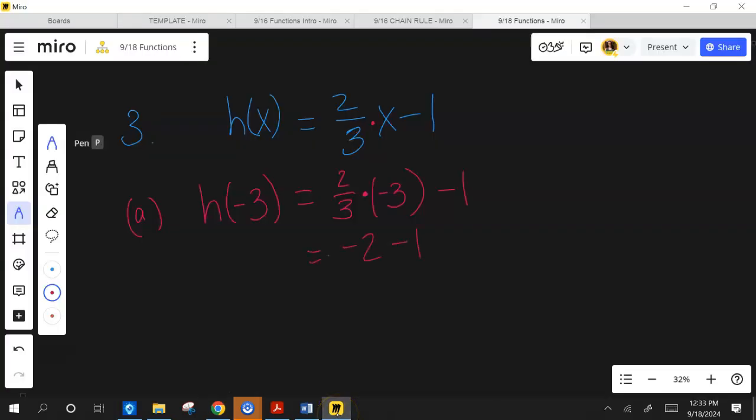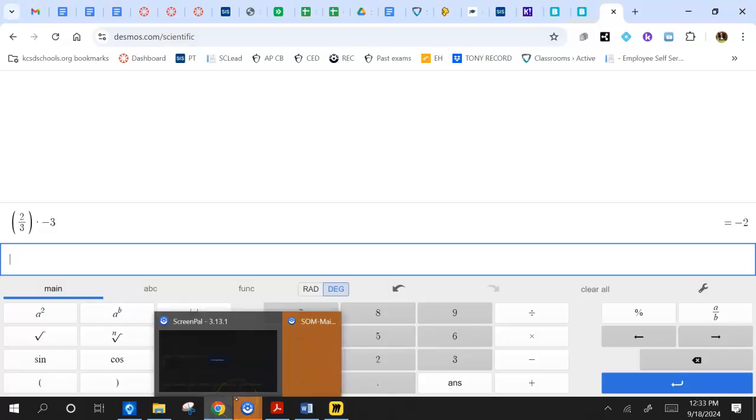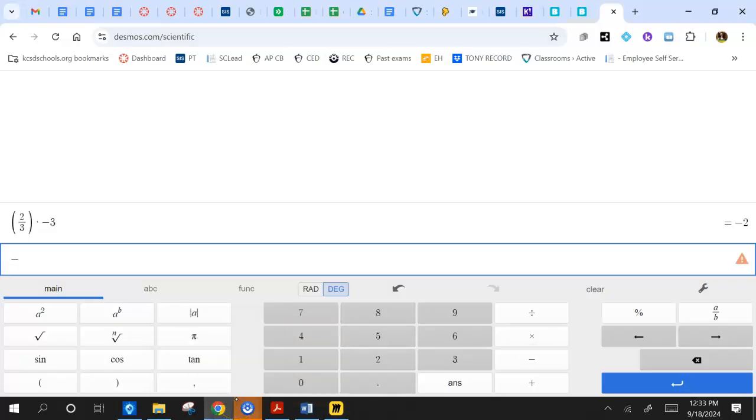What is -2 minus 1? And use your calculator. -2 minus 1 equals -3. That's right.